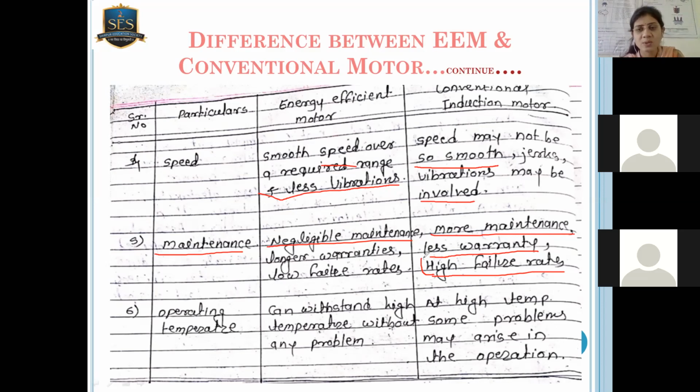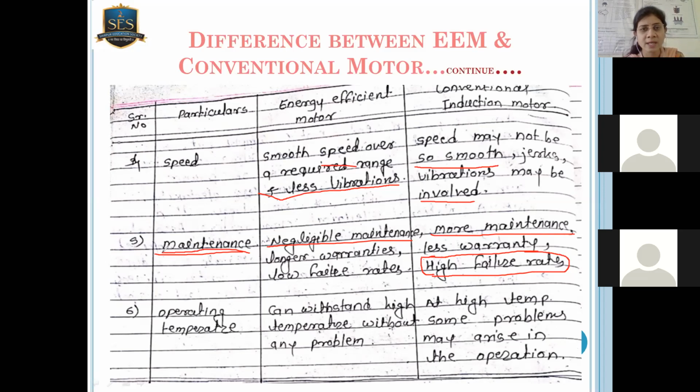So every month or every two months we have to carry out maintenance. These are the higher failures. We have to carry out maintenance continuously. That kind of problems can occur in the conventional induction motor. Okay, so this is the comparison.